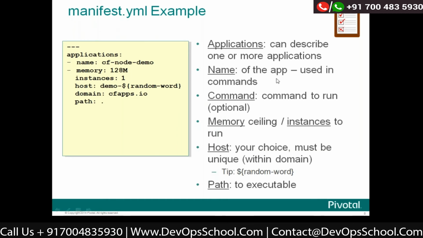Name specifies a name. Memory, you can specify the memory. Instances is nothing but the same as -i. And if you want to give a host name, that is nothing but the route name. This is how you can give the host name and domain name. In my case, my domain name is sivaenv.algorobo.in, and then the path to your jar file or war file.